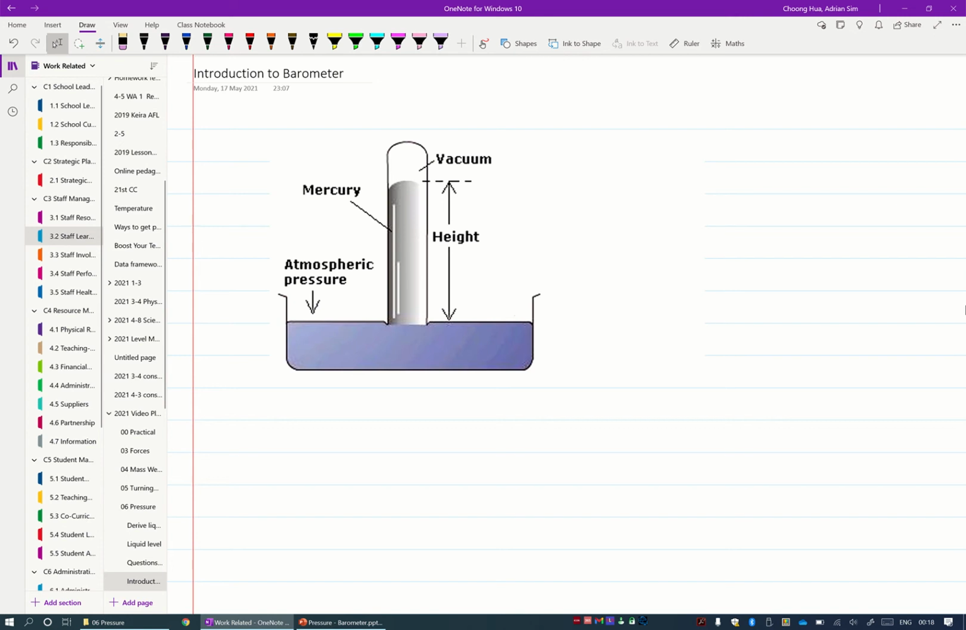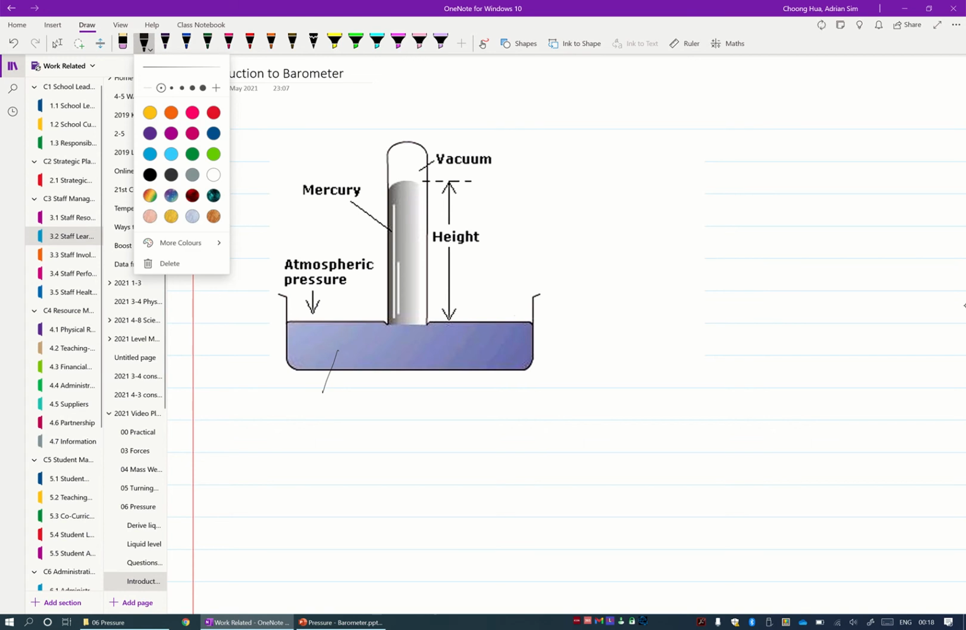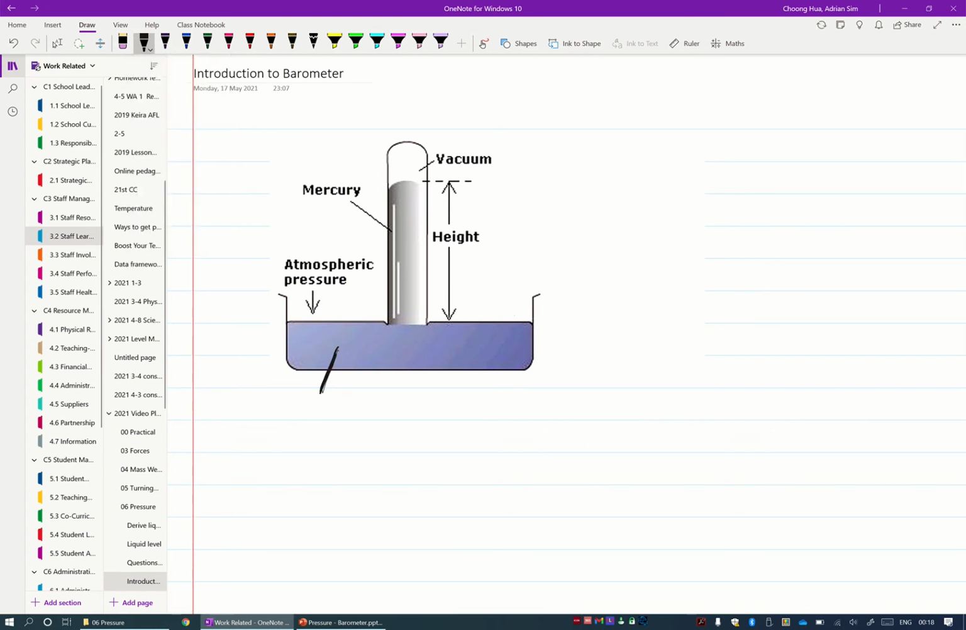What we have here is a very simple setup. We have this very large container that contains a mercury reservoir. Right, it contains a mercury reservoir, as the term already suggests, reservoir, a huge supply. And over here, we have the atmospheric pressure acting on the mercury reservoir.